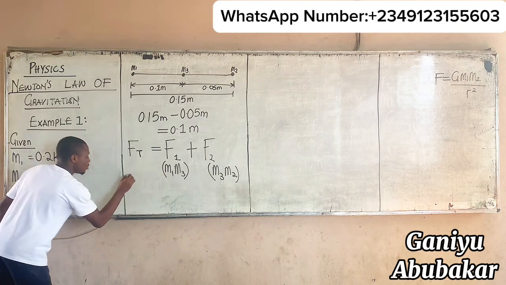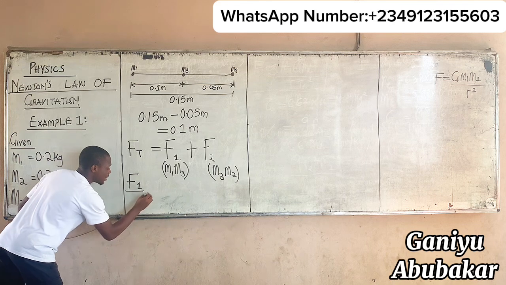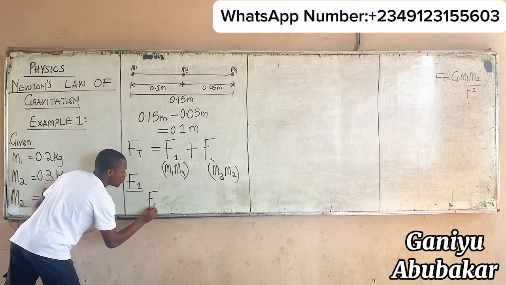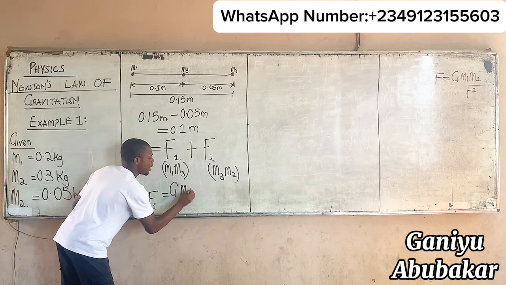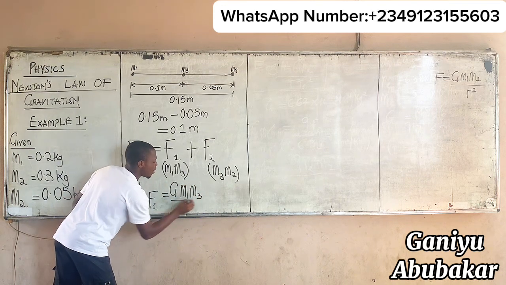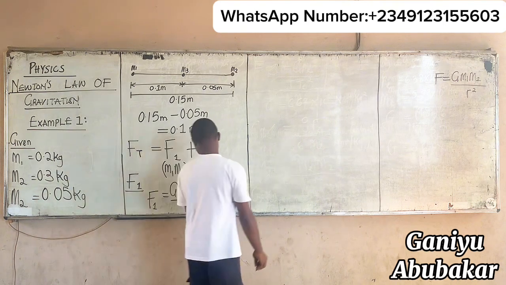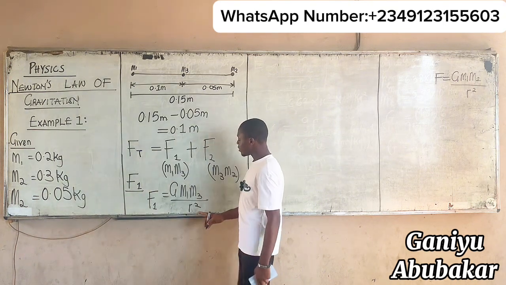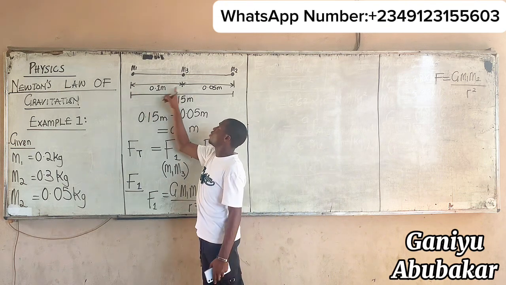Let's get F1, the first force. It means that F1 is equal to G m1 m3 over r squared. The r means the distance between m1 and m3. So the distance between m1 and m3 is 0.1.